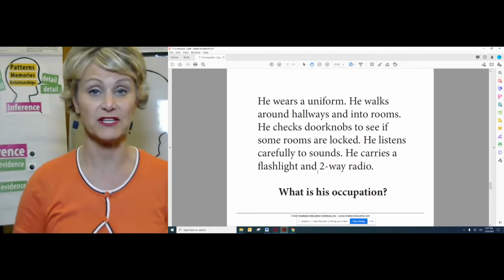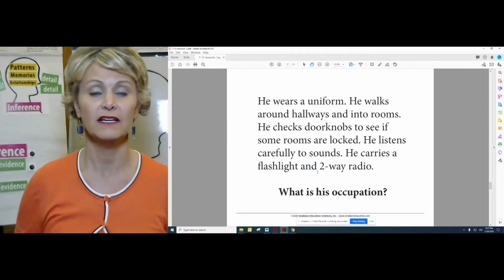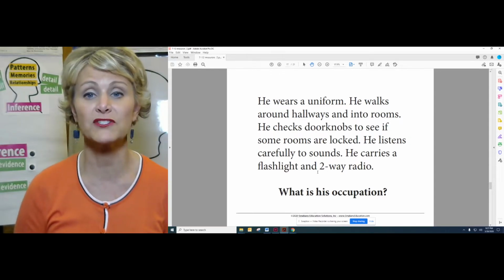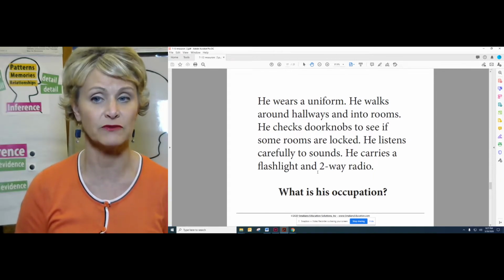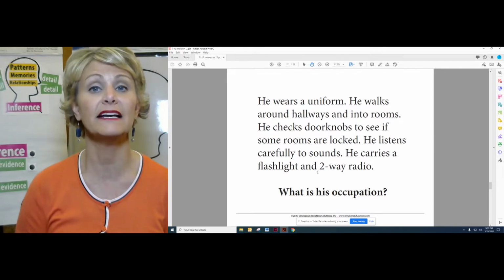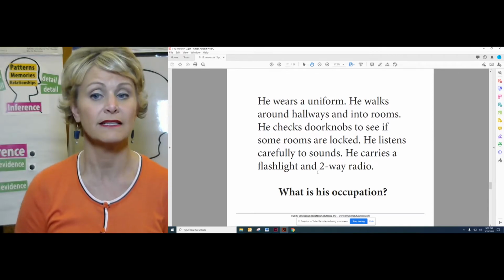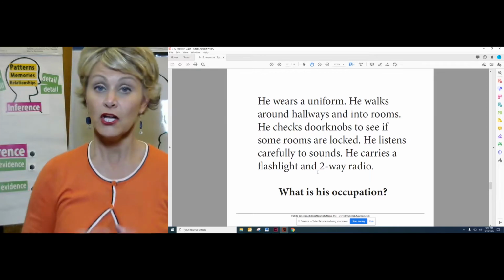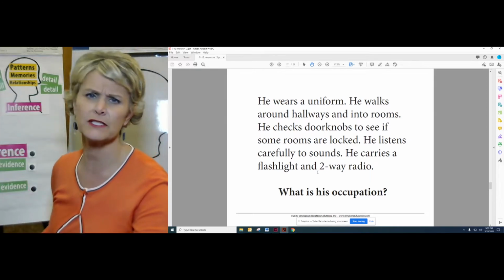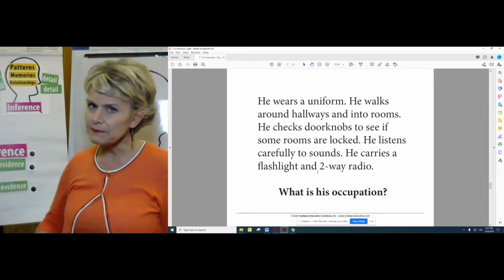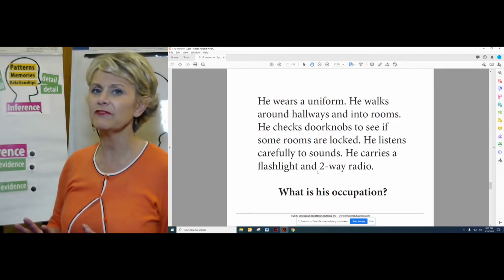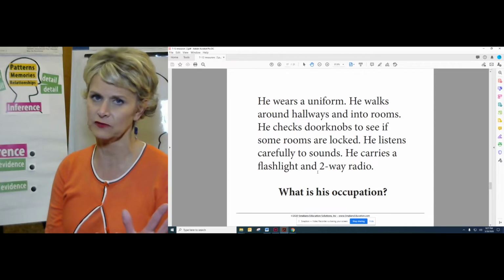On the screen, I'm going to start by just reading a passage. He wears a uniform. He walks around hallways and into rooms. He checks doorknobs to see if some rooms are locked. He listens carefully to sounds. He carries a flashlight and a two-way radio. What is his occupation? Knowing that the passage is super easy, we're just, again, working on the beginnings of making an inference and communicating it in writing.